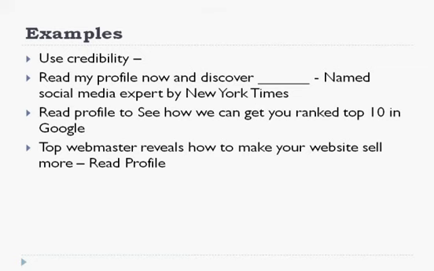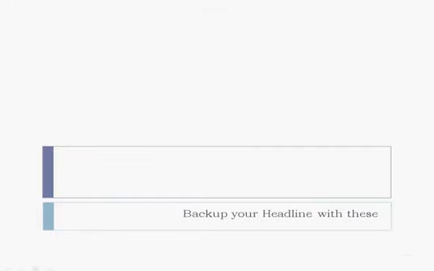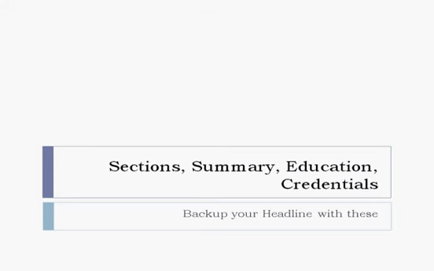Read profile. So you can see it doesn't always have to be in super complete sentences as long as those three items are in the headline. Now it's time to back up your headline with these sections: summary, education, and credentials. All of these are basically just areas you can use to back up your headline. Enter your education, enter information about you that applies to this headline.